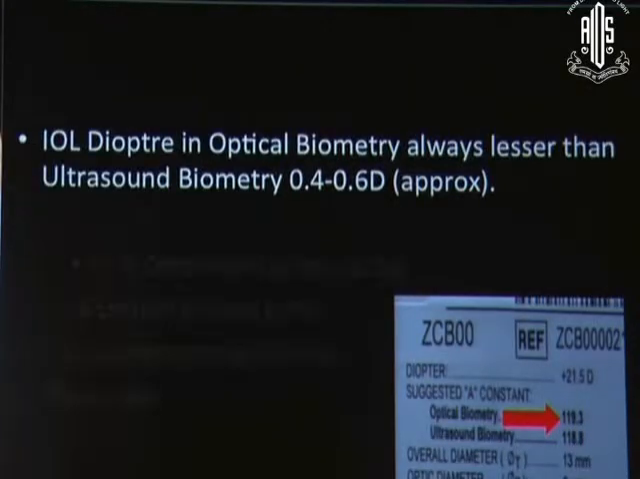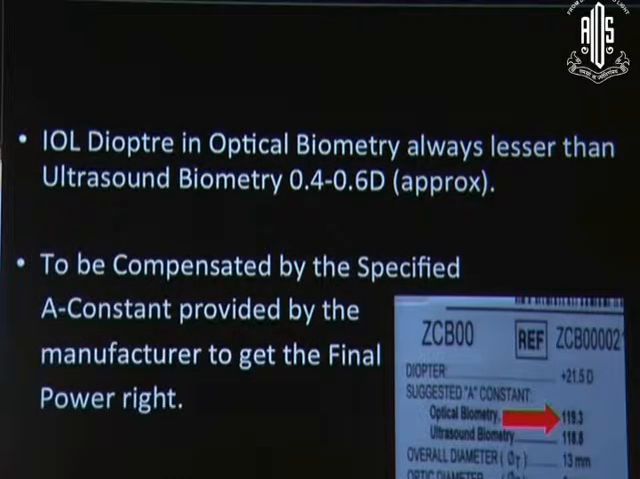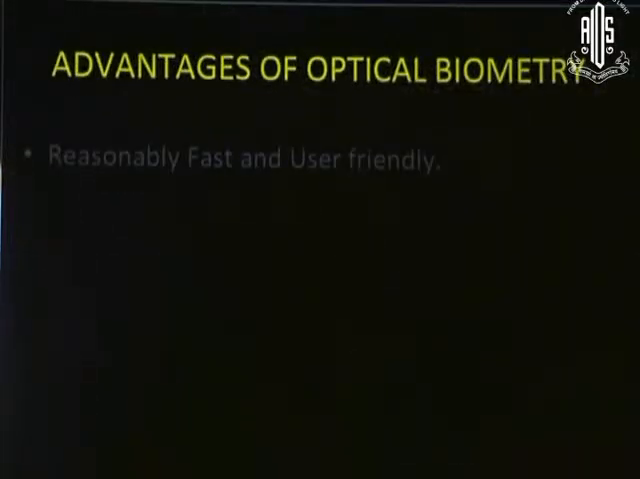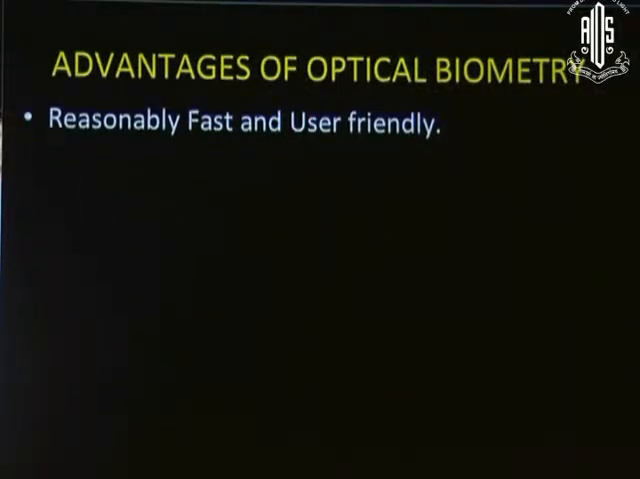So therefore, our manufacturers have come in with the sticker which shows that there is something for optical biometry and ultrasound biometry. Why does this show up? Well, it is to compensate with that specific A constant so that the final power is right. So if you have done an optical biometry, your manufacturer has given the A constant that you need to use, which is different from the ultrasound biometry. So you need to take care of that.